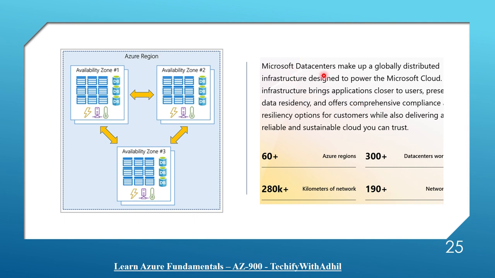So what is this Azure region? An Azure region will have different availability zones. Azure regions are divided into availability zones so that if one of the availability zones is down for some reason, like a power failure or some other issue, you still have other availability zones running, so that you have much faster data recovery and your services keep running.